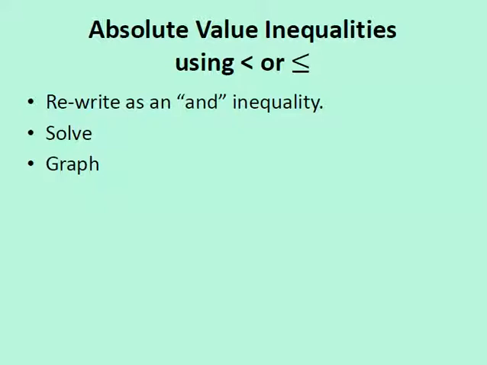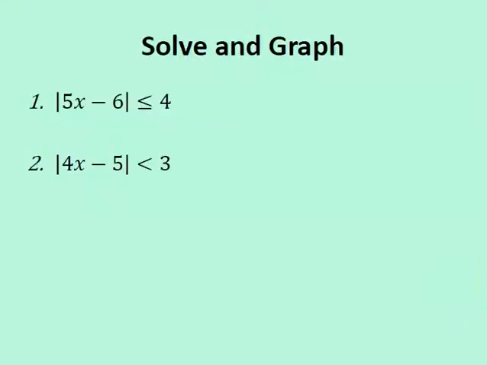Now I like to start out with a graph as well, just to help me understand what inequality I'm writing. The first graph that I draw is not going to be the solution set, it's just going to help me get my inequality statements. All right, we'll look at two examples in this video. The first example: the absolute value of 5x minus 6 is less than or equal to 4.